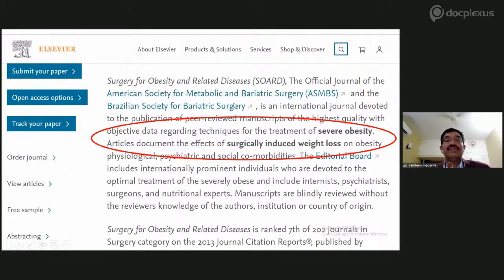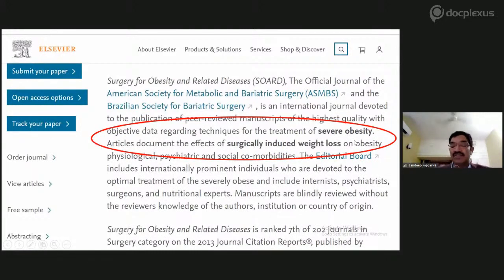So consider an article on psychological something after obesity with no surgical intervention. Now, this journal clearly says we see publications of peer-reviewed manuscripts of highest quality with objective data regarding techniques for the treatment of severe obesity. Articles document the effect of surgically induced weight loss on obesity.